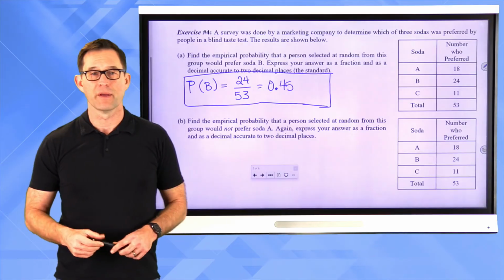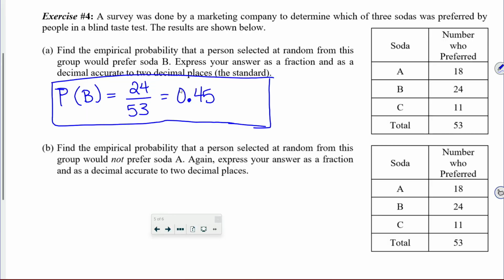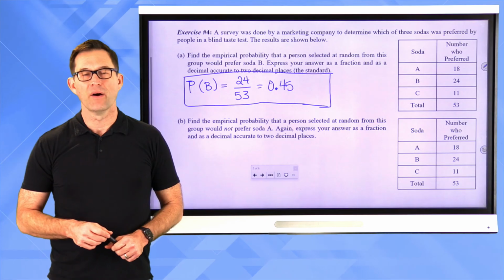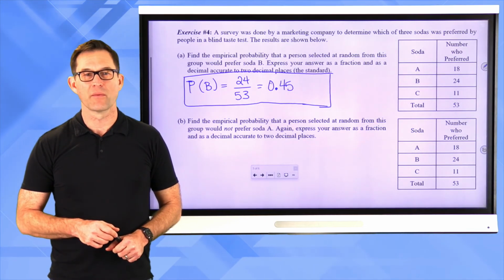Let's take a look at letter B. Find the empirical probability that a person selected at random from this group would not prefer soda A. Again, express your answer as a fraction and as a decimal accurate to 2 decimal places. All right, well, pause the video now and go ahead and try to figure out this probability.